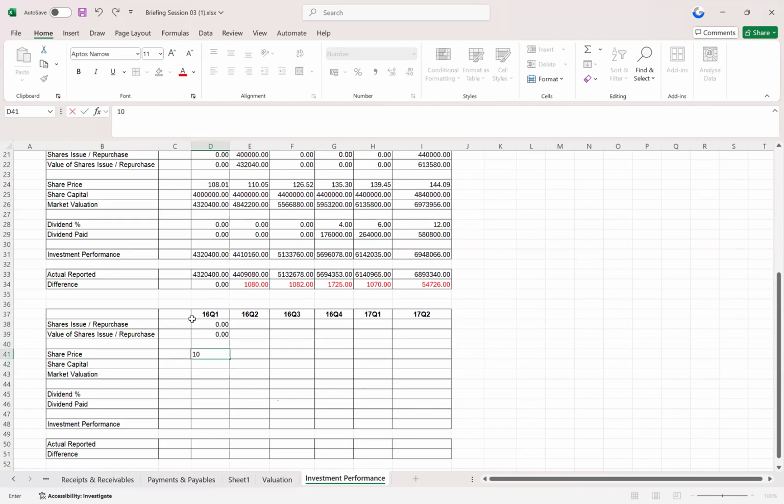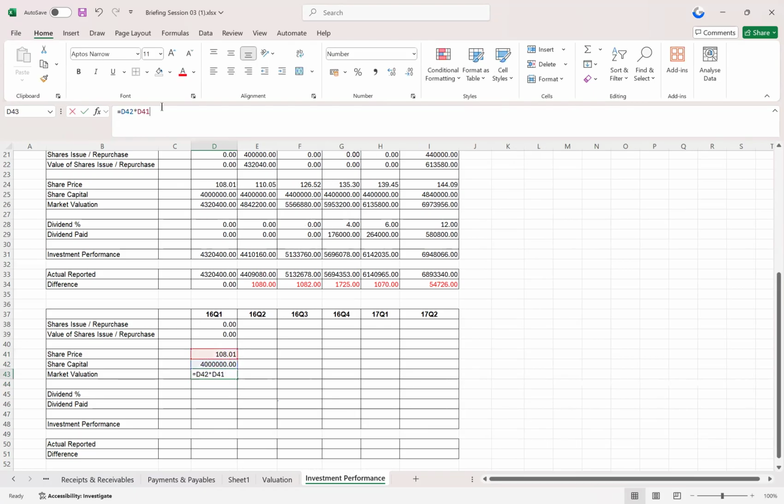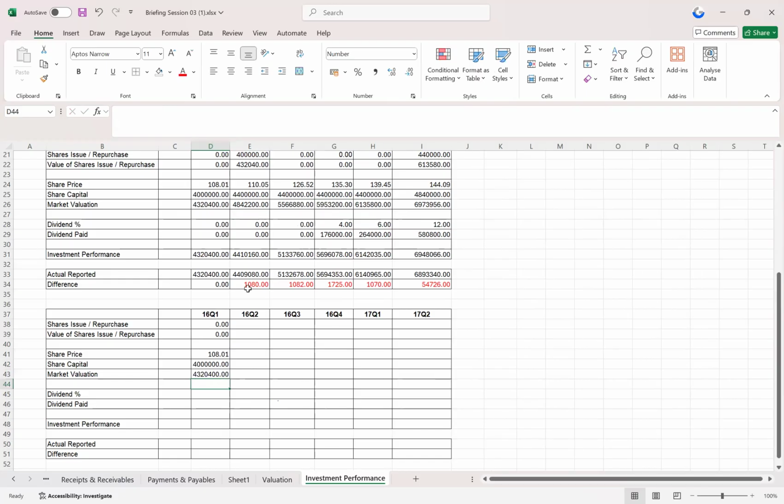The share price that was reported was 108.01. The share capital was 4 million. The formula of market valuation is share capital times share price. Sorry, this has to be divided by 100 because the price is in cents. Dividend paid is zero, so the value of dividend paid is zero.